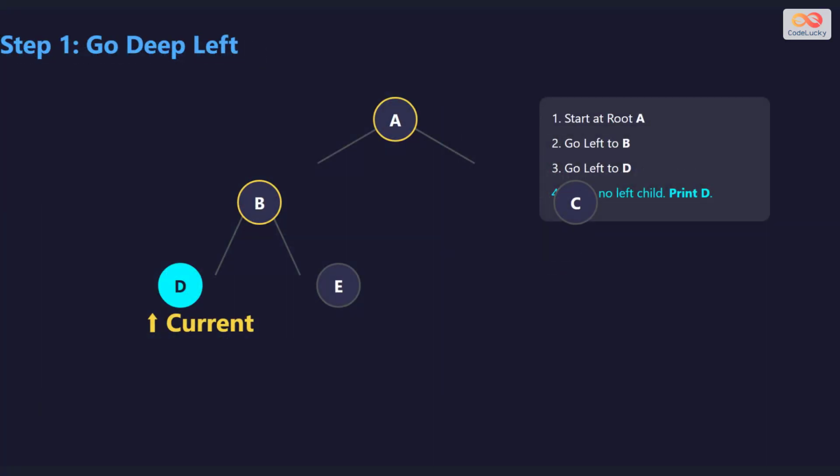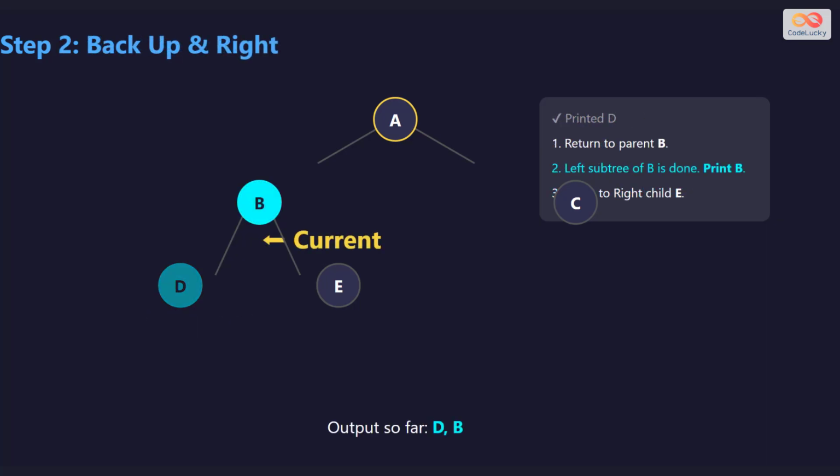Let's trace this visually. We start at the root, A. Following our rule, we must go left. So we move to B. Again, the rule says go left, so we move to D. At D, we try to go left again, but there is no child. So the left step is done. Now we visit the node itself. So D is printed first. After printing D, we check D's right child. It's empty, so we are done with D.